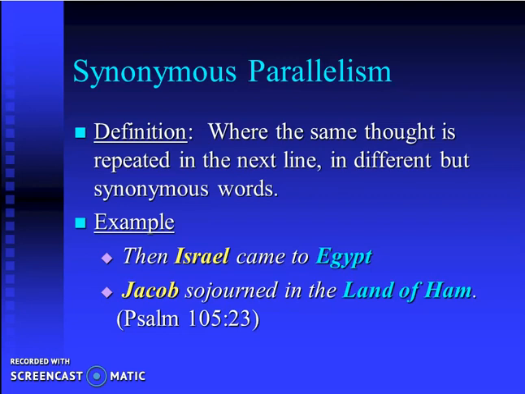It'd be like United States of America and North America. But nonetheless, here it serves the function of synonym. And so then Israel came to Egypt, Jacob sojourned in the land of Ham. Both lines say more or less the same thing, and that would be synonymous parallelism.